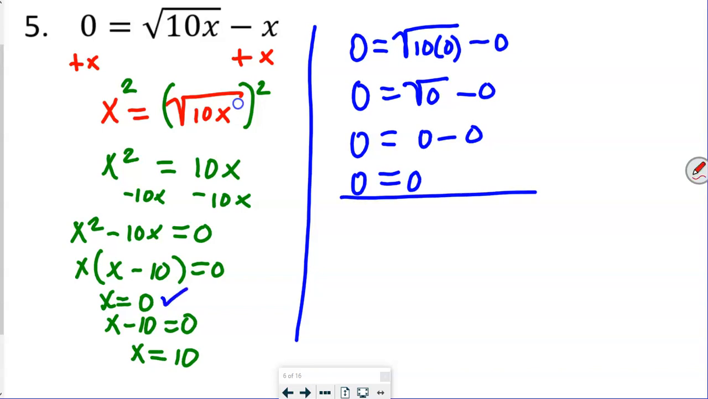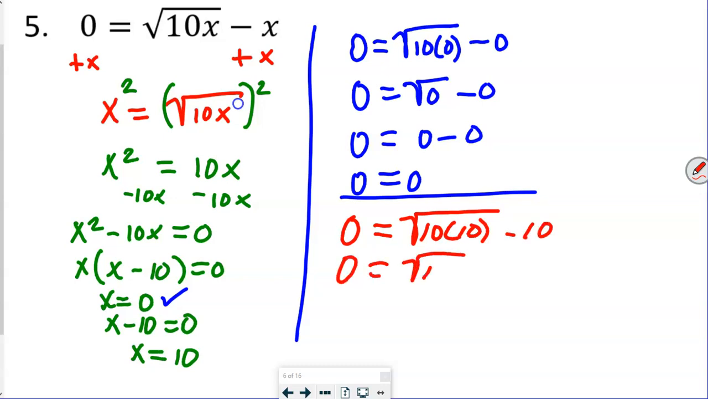Now we're going to check the other one. 0 is equal to the square root of 10 times 10 minus 10. So this is going to be 0 is equal to the square root of 100 minus 10. The square root of 100 is 10, minus 10, which again is 0 is equal to 0. So here both solutions work.